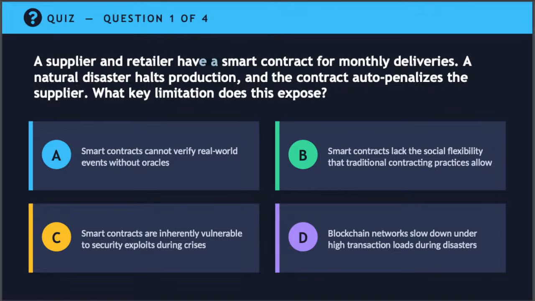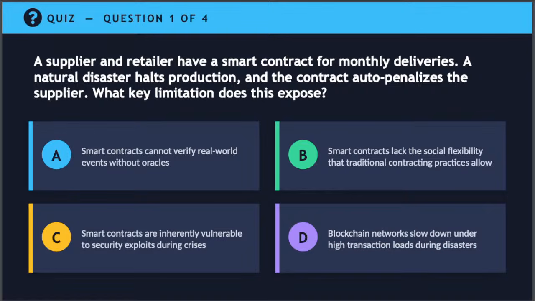A supplier and retailer have a smart contract for monthly deliveries. A natural disaster halts production, and the contract auto penalizes the supplier. He couldn't get the stuff there because of this natural disaster. What key limitation does this expose about the smart contracts? A. Smart contracts cannot verify real-world events without oracles. B. Smart contracts lack the social flexibility that traditional contracting practices allow. C. Smart contracts are inherently vulnerable to security exploits during crises. Or D. Blockchain networks slow down under high transaction loads during disasters.